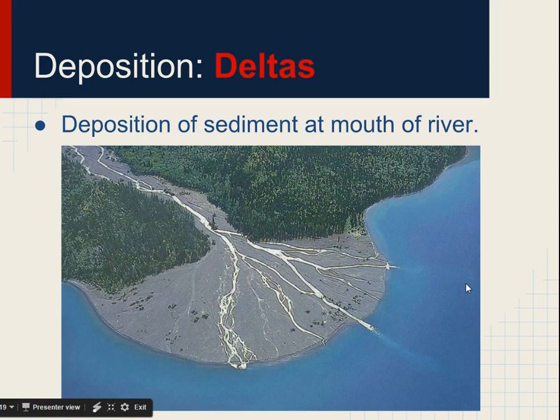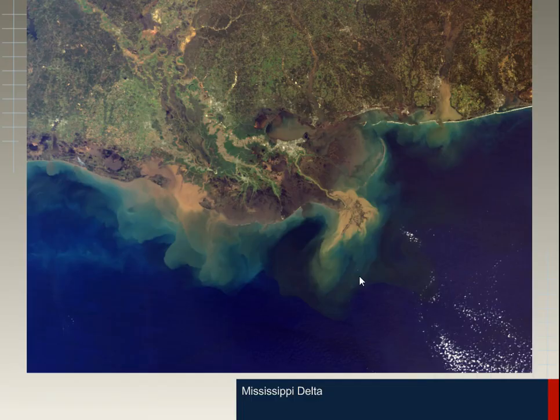The other version of that is if that were to happen in the water. Okay, if that dumps into a big water body, we get the formation of a delta. And here's a picture of the Mississippi Delta down by Louisiana.